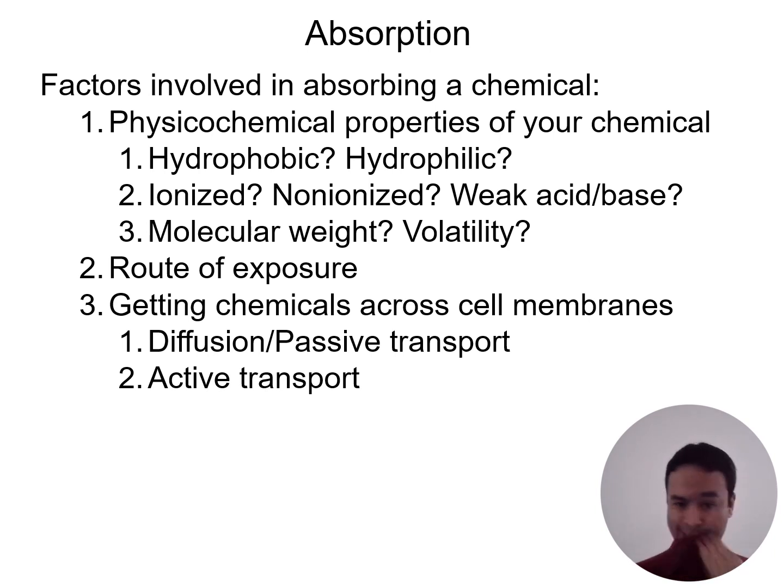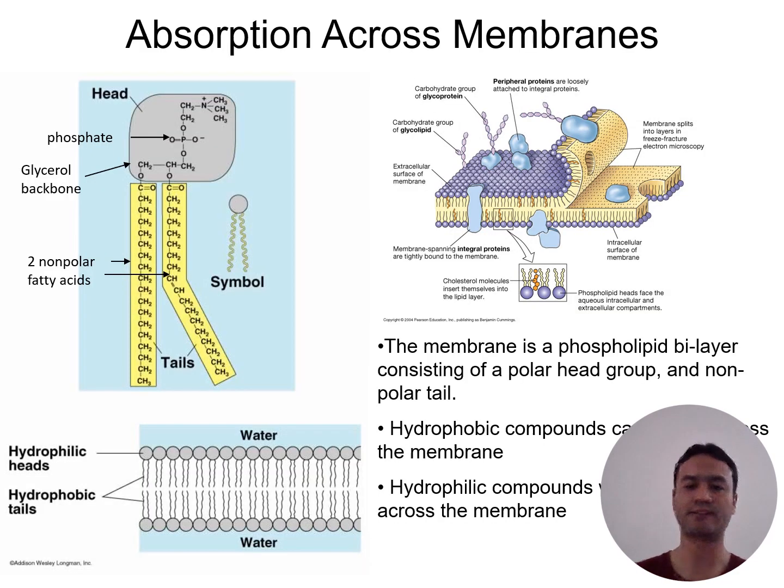Essentially, getting chemicals across the cell membrane involves two major mechanisms. The first one is diffusion or passive transport, which can also use facilitated diffusion using protein pores on the cell wall. Second, active transport, where ATP is needed to transport certain chemicals against the concentration gradient.